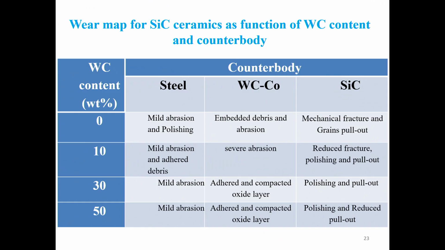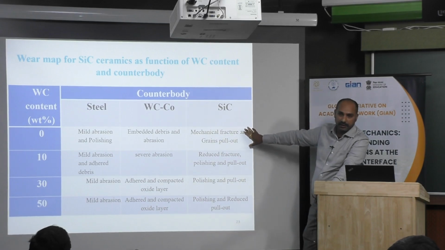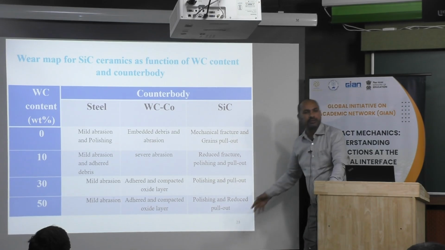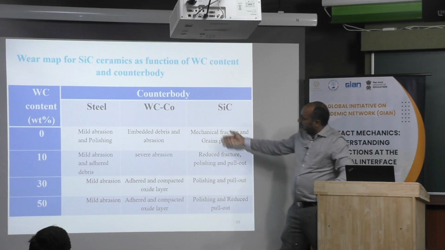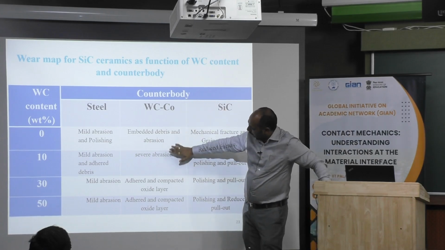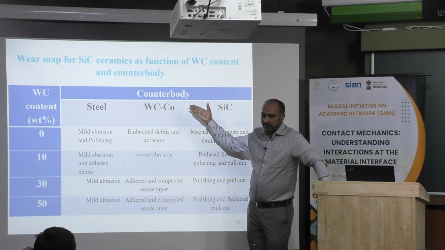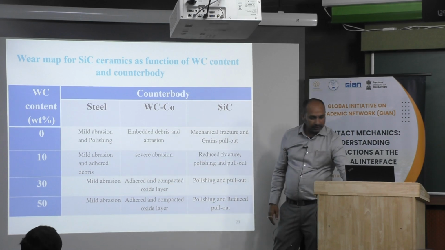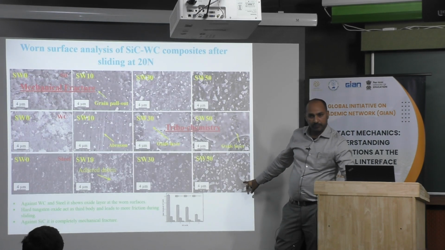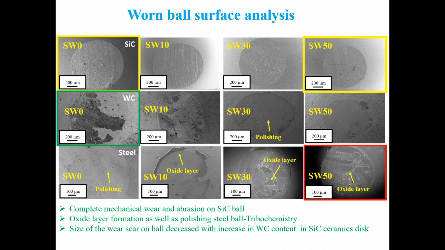So first we will talk about the wear map. What we got in the wear map as steel, tungsten carbide, SiC: again the mechanical fracture is getting reduced. It is moving towards polishing now. If you change the content of tungsten carbide, in case of tungsten carbide, embedded debris, now severe abrasion, and it is moving toward the adhered oxide compacted layer that we already have seen. Similarly in steel, we are seeing mild abrasion up to this particular level. But once you try to analyze the ball surface now.